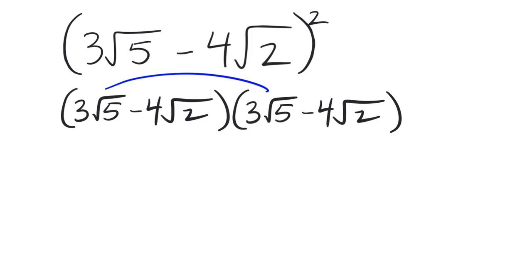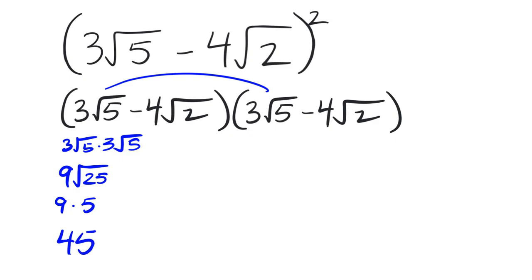So first up, in the blue distribution we would have 3 square root of 5 times 3 square root of 5, which is going to be 9 times the square root of 5 times 5, which is 25. That is a perfect square, so we end up with 9 times the square root of 25, which is 5. 9 times 5 is 45. And that simplifies at least that much.